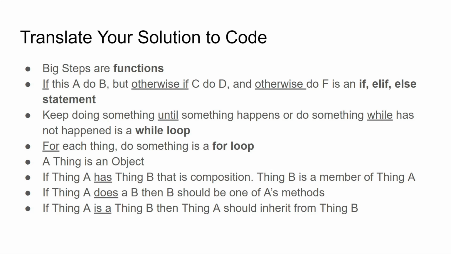And if you say for each thing, do something, it's going to be a for loop. So for each student in the class, grade them. For each piece of laundry on my floor, put it in the dirty clothes hamper.